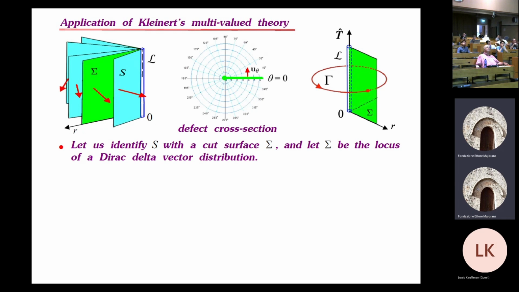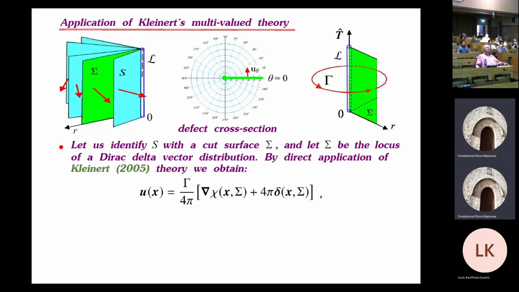So sigma is the locus, in Kleinert's approach and others, of a Dirac delta vector distribution. So it becomes, let me say, almost a physical surface, so to speak. A surface that is not only of mathematical value, but of physical value to do your computation. So you apply Kleinert's multivalued gauge theory, and you come up with this correction to the velocity field, which involves now this Dirac delta function, gamma being the circulation, etc. And sigma only apparently plays a role here, it is just a formal way to write this, because actually u does not depend on sigma at all.